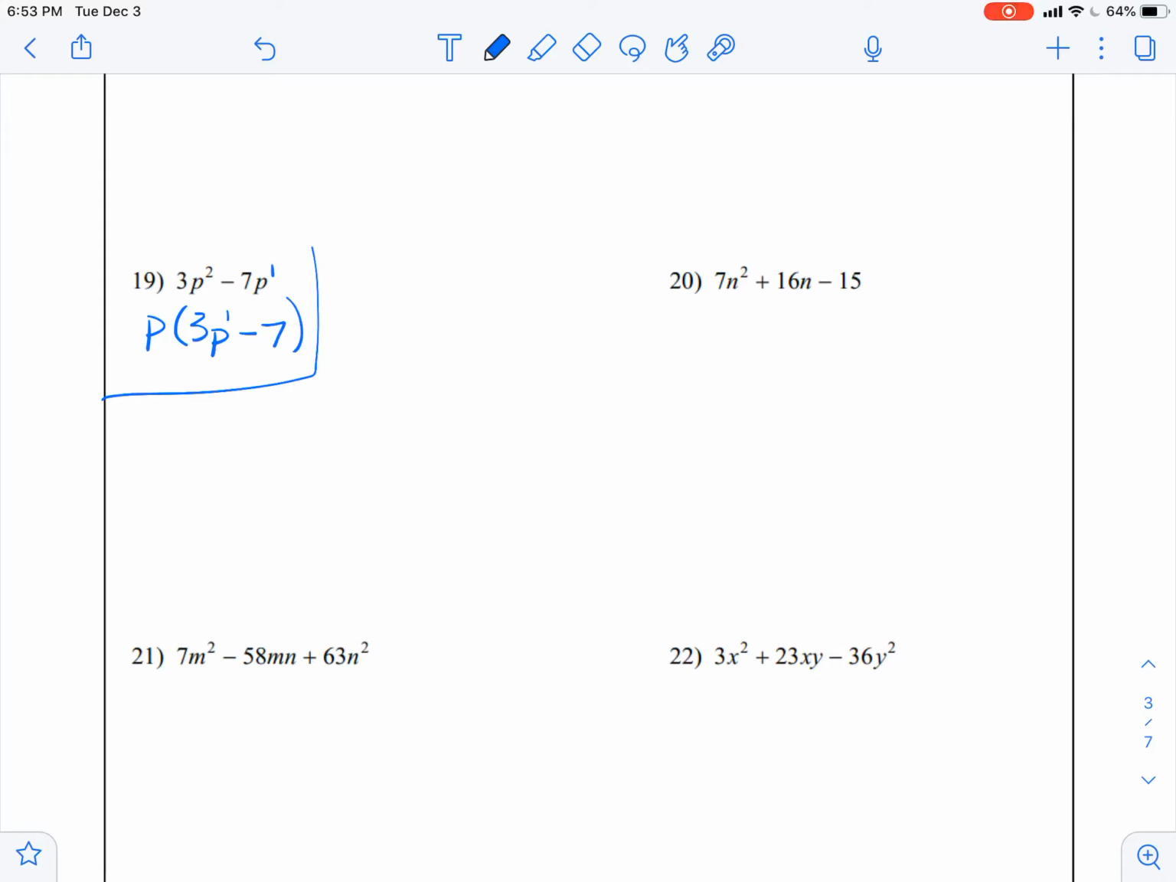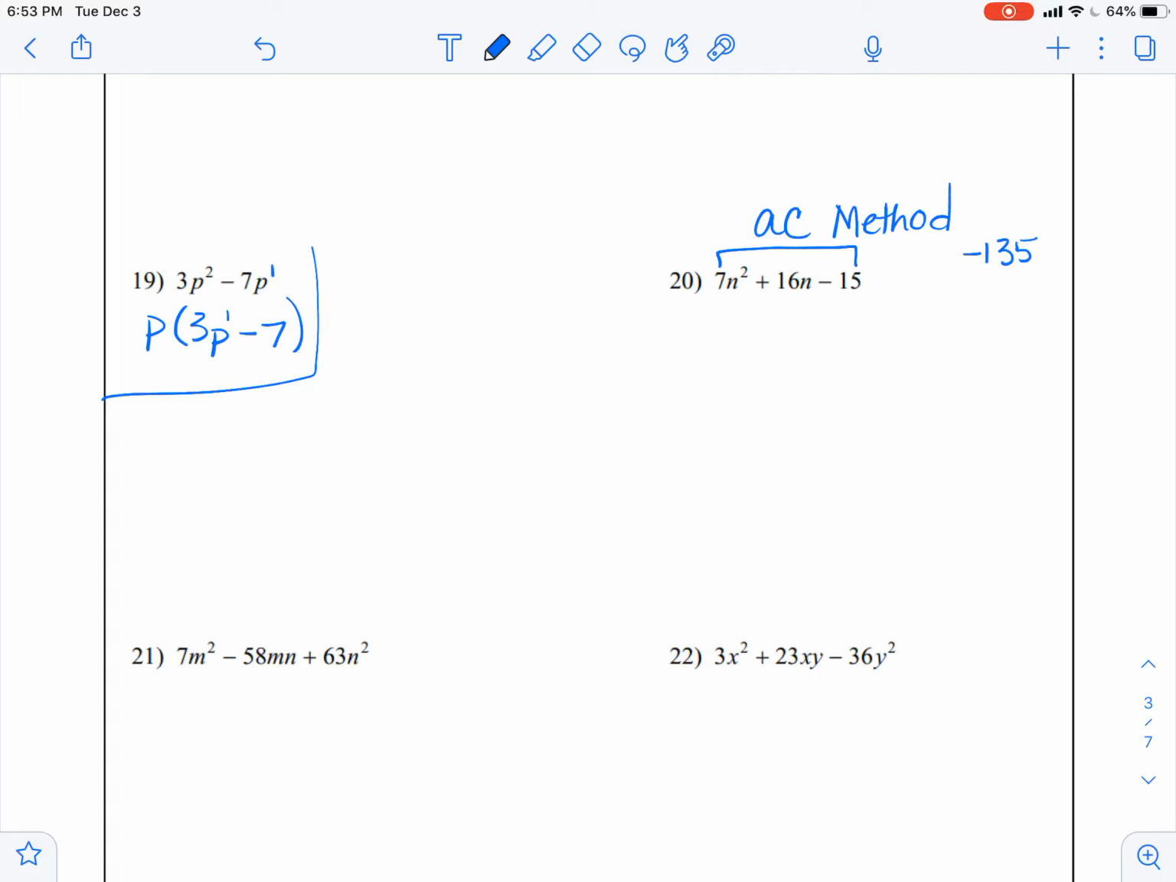So if you're wanting to do it by the grouping method, okay, these are the steps that you're going to do, and it's also called the AC method. So you hear people refer to it as the AC method. So here's the step. You're going to take A and multiply it by C. So in this case, when I multiply it, I get a negative 135.